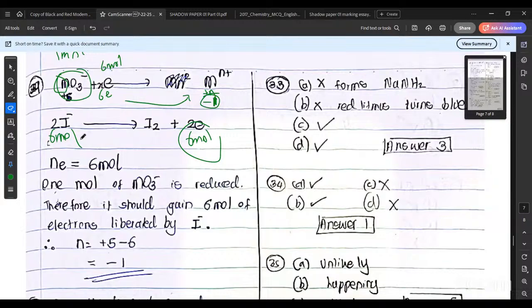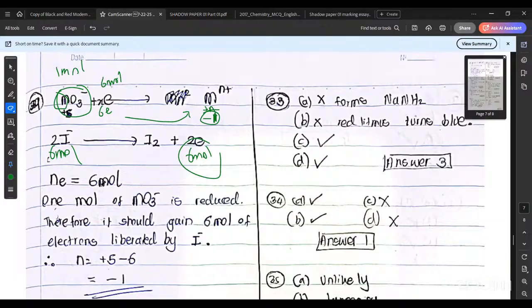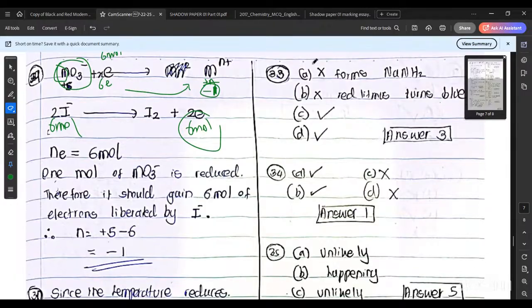This question is a different question, and this is not given in past papers. So you can take this answer.